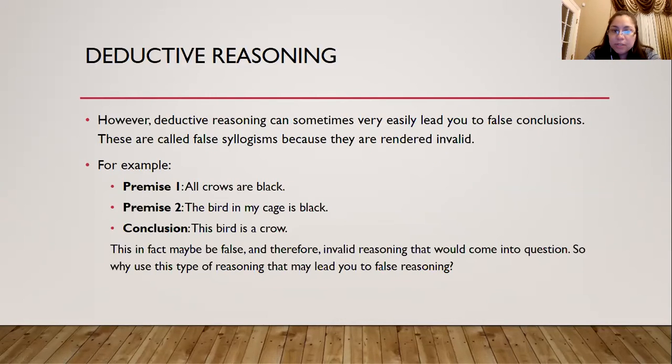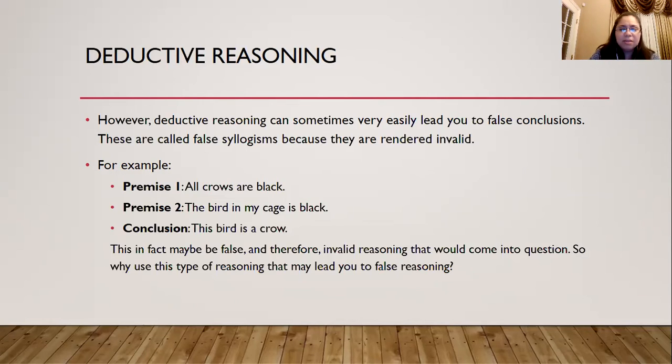However, deductive reasoning, as I explained a little bit earlier, can sometimes easily lead you to false conclusions. And these are called false syllogisms because they are rendered invalid. All crows are black. The bird in my cage is black. This bird is a crow. Okay? You might accept it or you might not, right? Based on the actual bird in the cage. So this in fact may be false, and therefore invalid reasoning that would come into question.